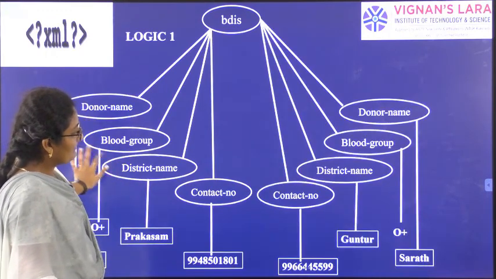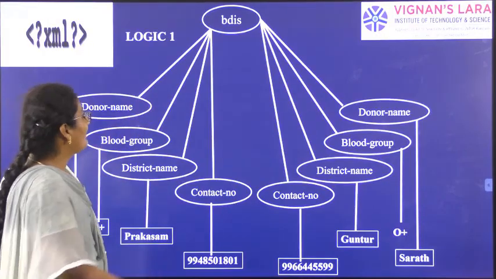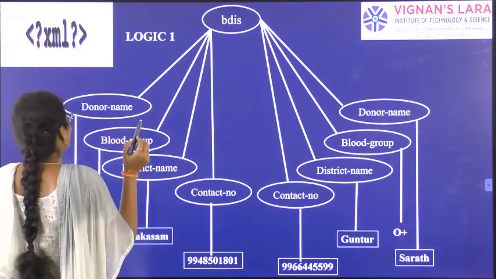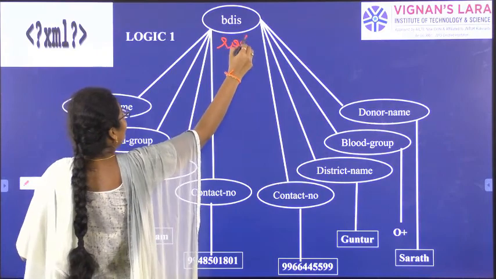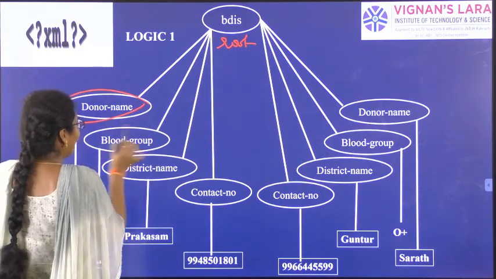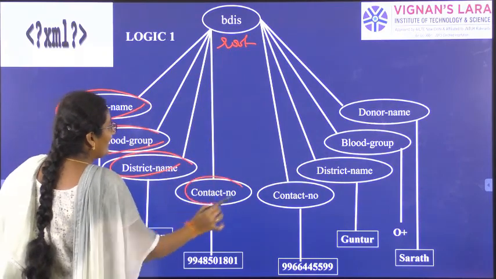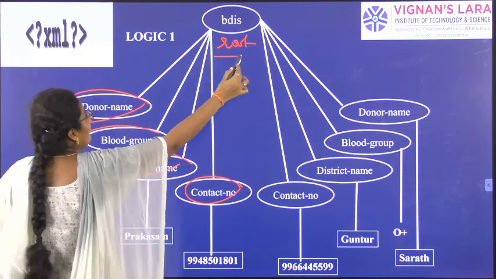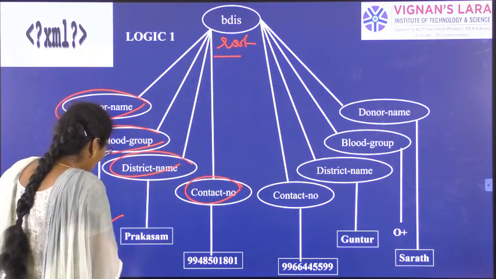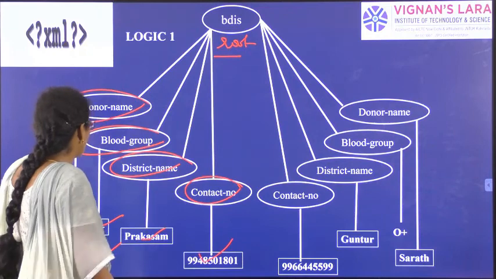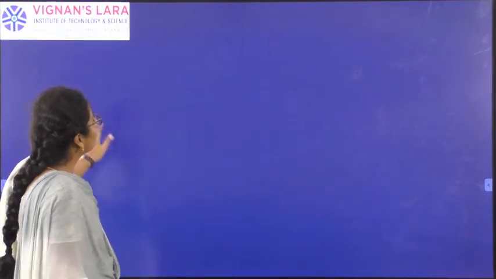So if you see, I have taken 2 blood donor names. So this is the root element. I have taken donor name, blood group, district name and contact number as the hierarchy under this root element, and I have given their details also. So let us write the code for this.